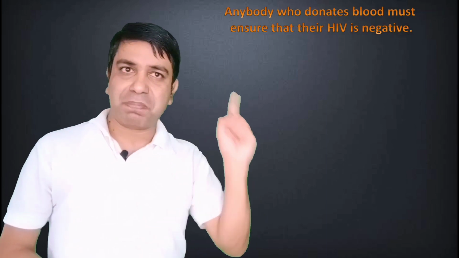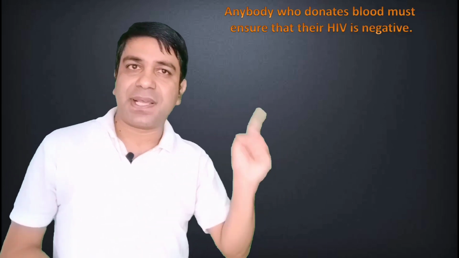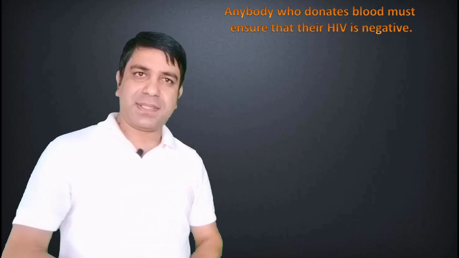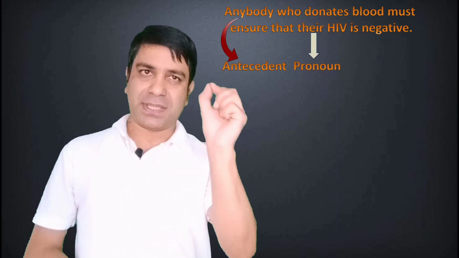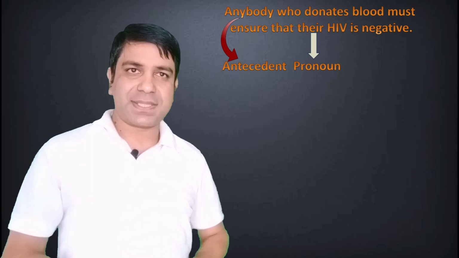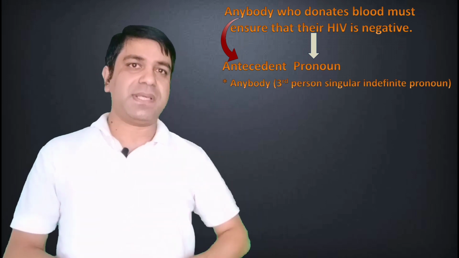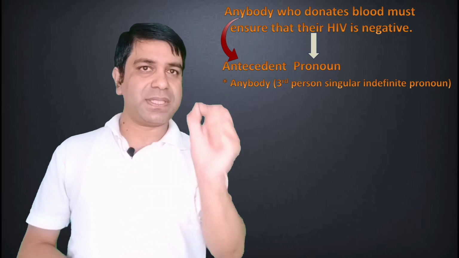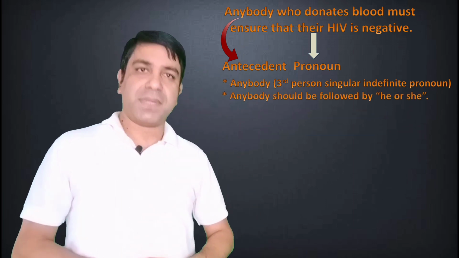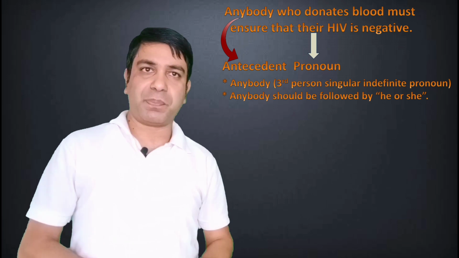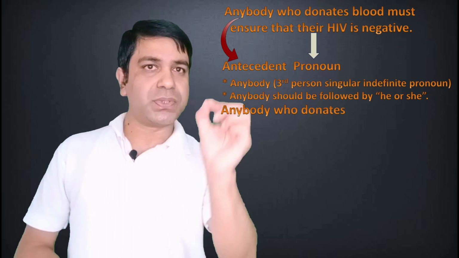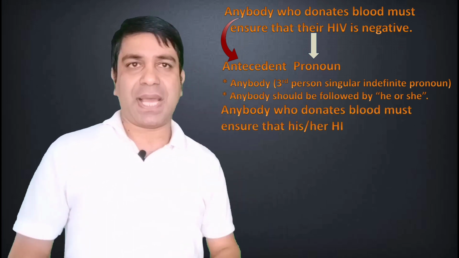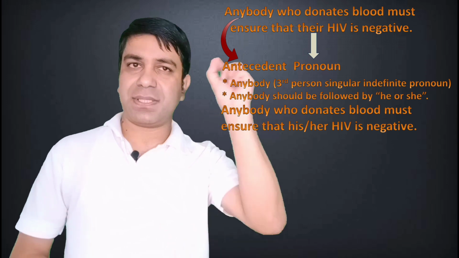Can you guess what is wrong in this sentence? Anybody who donates blood must ensure that their HIV is negative. Well, in this sentence, we clearly see that the pronoun does not agree with its antecedent. The antecedent in this sentence is anybody. Anybody is the third person singular indefinite pronoun. So anybody must always be followed by a singular pronoun, he or she. So the right way of saying it is: anybody who donates blood must ensure that his or her HIV is negative.